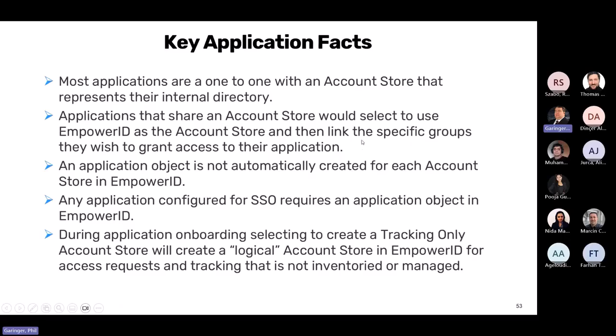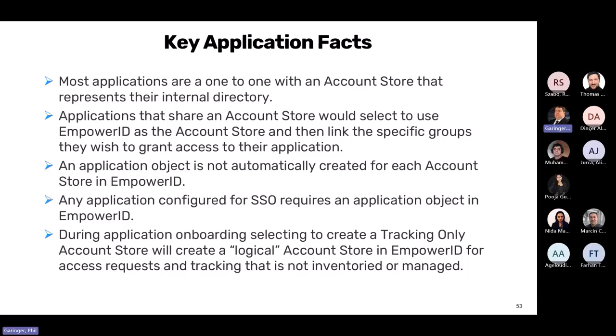Typically, if applications are going to share an account store, you would have them pointed to EmpowerID instead. So say you have applications that are using Active Directory groups and stuff like that. You would still point that application to EmpowerID, and then you'd simply put the appropriate fulfillment groups in there. So okay, this is an Active Directory group, and you manage that through the fulfillment objects that you put out there.